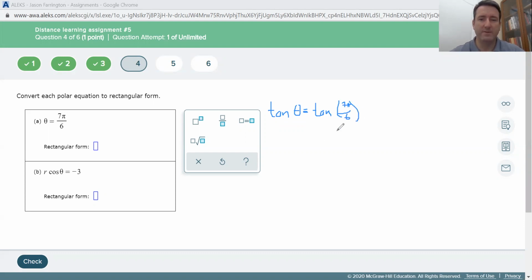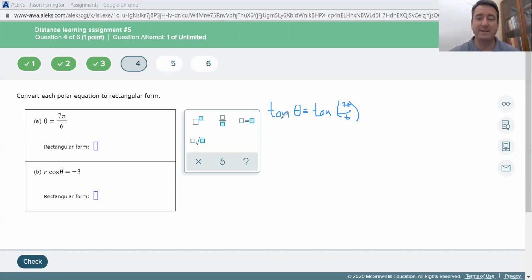So hard to write with a mouse. Okay, so we know what the tangent of 7 pi over 6 is. We can look at our unit circle. So we go to 7 pi over 6, and the tangent of that is square root of 3 over 3.